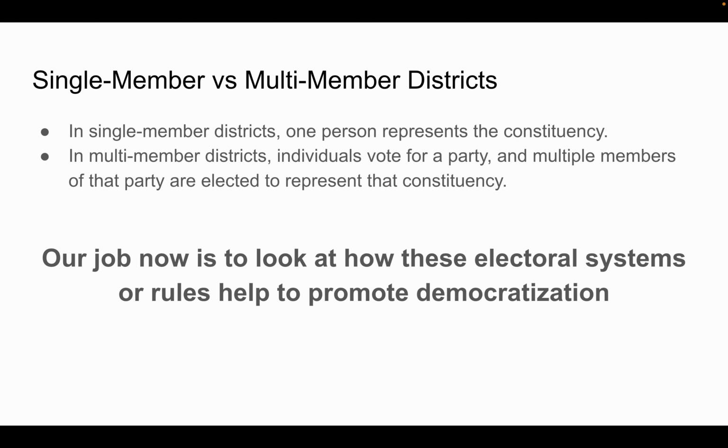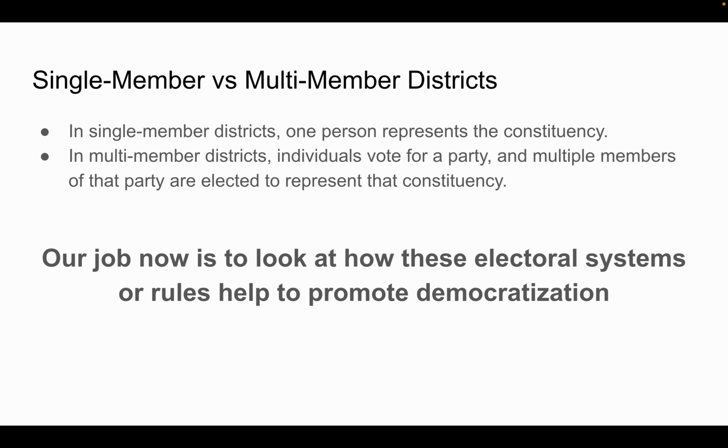Just to wrap that up, in single-member districts, one person represents the constituency. In multi-member districts, individuals vote for a party, and multiple members of that party are elected to represent that constituency.